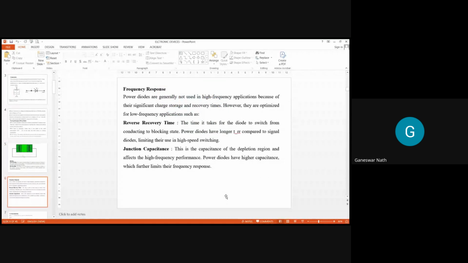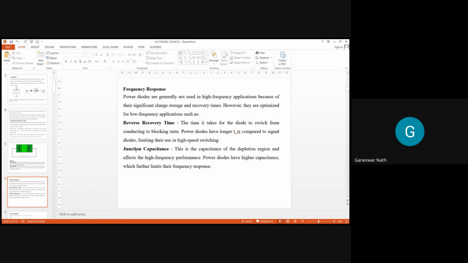Now the frequency response. We can draw the frequency response curves of the power diode, or you can study the frequency response. Power diodes are generally not used in high frequency applications because there is significant charge storage and recovery time. As significant charge storage takes place during biasing, and there is a high recovery time, power diodes are generally not used in high frequency applications. However, they are optimized for low frequency applications, considering reverse recovery time and also the junction capacitance.